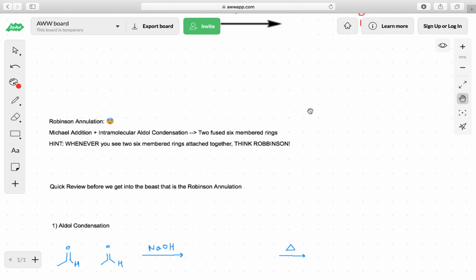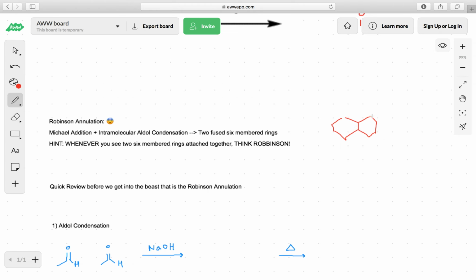So the way this Robinson annulation works is it's actually just condensing two reactions we've seen before. It's a Michael addition, and remember, a Michael addition is an enone plus an enolate to form a 1,5 diketone, and an intramolecular aldol condensation, which is two carbonyls to form a beta hydroxyketone. So when we add these two reactions together, we can form two fused 6-member rings. And if we think about it, let's see what a 6-membered ring fused together looks like. It looks something like this.